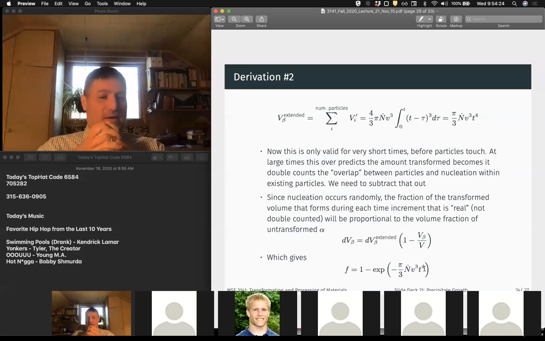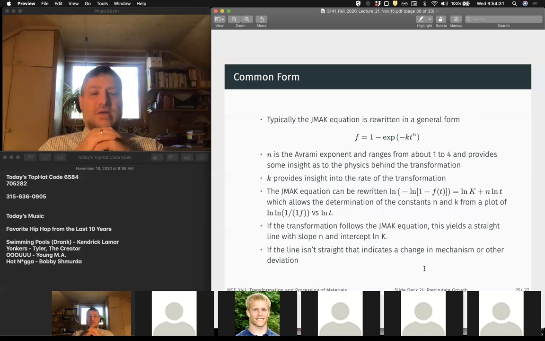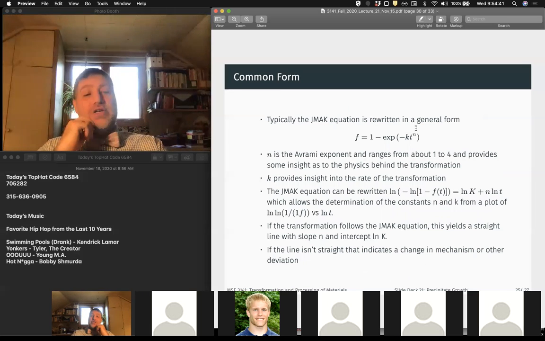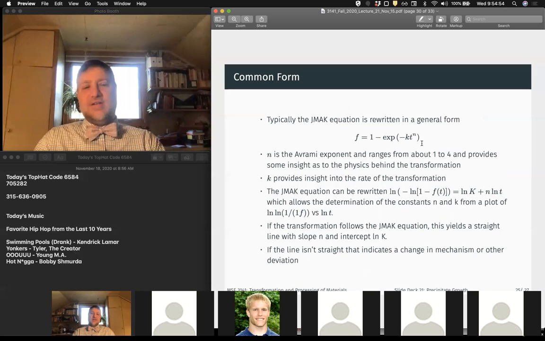Okay, so this is deriving it for a particular case, a particular set of assumptions. And then what does everyone do with it? We generalize it so we can use it for every other situation under the sun. What does that generic equation look like? Right here. And this is what I expect you to know. This is one of those key things. If you learn nothing else from this class, the JMAK equation.